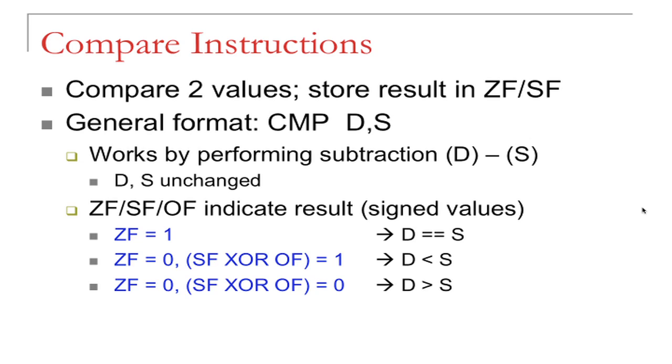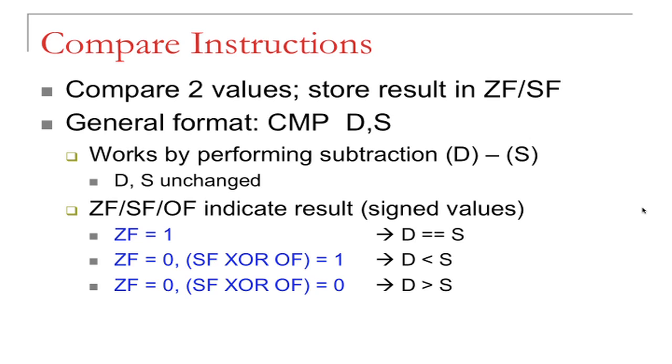Compare instruction compares two values, and it will store the result in flag registers. Flag register. It will use zero flag and sign flag. The general format of the compare instruction is CMP, stands for compare, destination, comma, source.